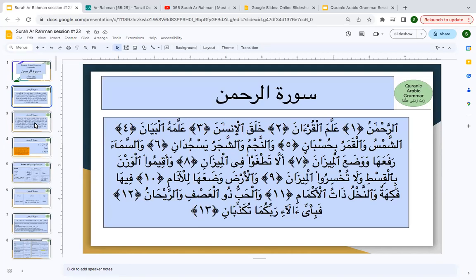Then we learned in this verse number 13, bi ayyi ala'i rabbikuma is jar wal majroor, beginning as jar wal majroor, and then we saw many idafas there, right? Ayyi ala'i is one idafa, ala'i rabbikuma is another idafa, and rabbikuma is another idafa. So I hope this was clear to each and every one of you.